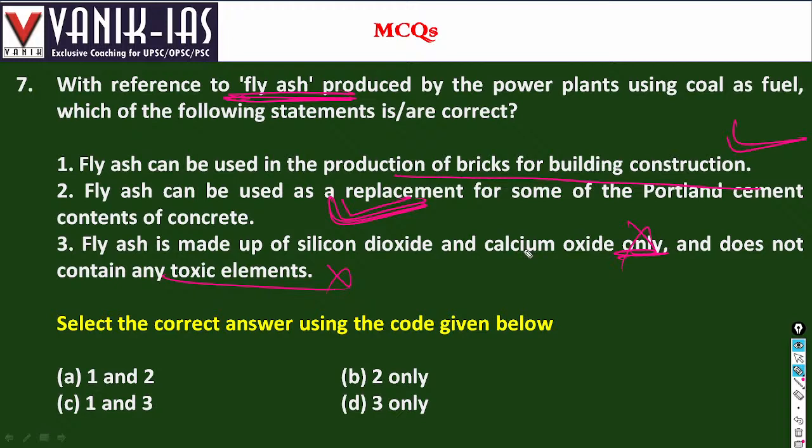No, these are wrong. It is made up of silicon oxide, yes, that's right, but also calcium oxide, aluminum oxide, Al2O3, and ferric oxide, Fe2O3. Plus, it releases very harmful heavy metal particles, which can trigger various heart diseases, cancer, respiratory disease, and stroke. So the third statement is obviously wrong. So 1 and 2 are right.